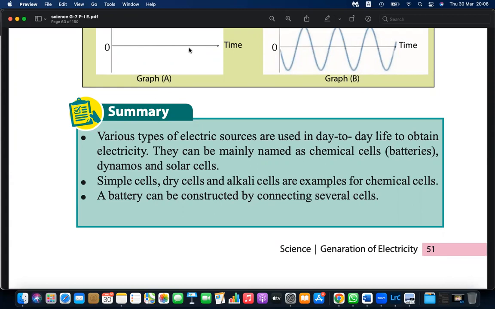Okay, as a summary, we have learned different sources of generating electricity in day-to-day life. One main thing that can be used to store and also generate electricity using a chemical reaction is a battery. We call them dry cells or chemical cells. These chemical cells, and also solar cells, are capable of generating current. And also we saw how kinetic energy can be used to generate the current.